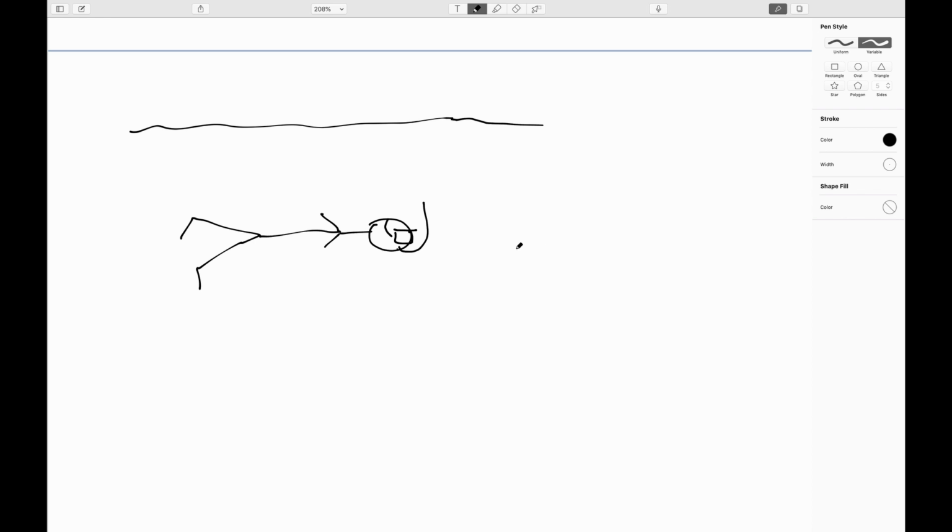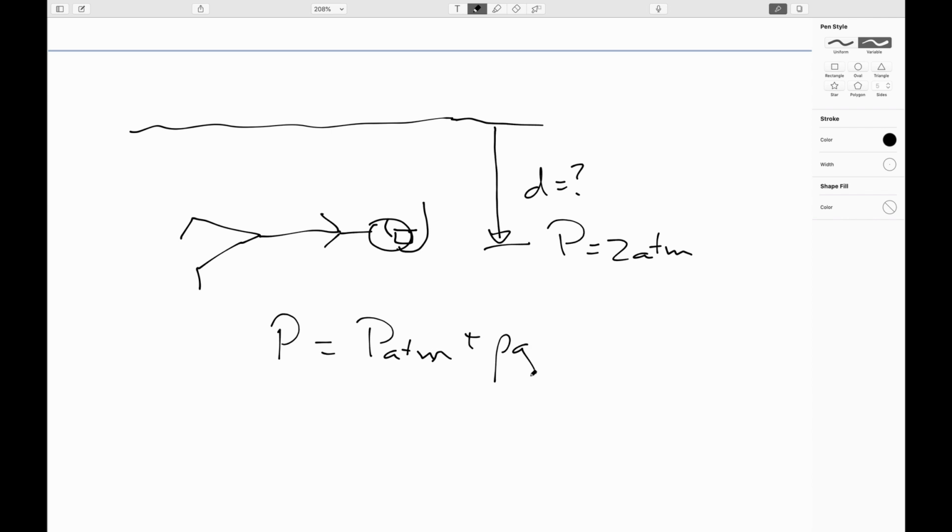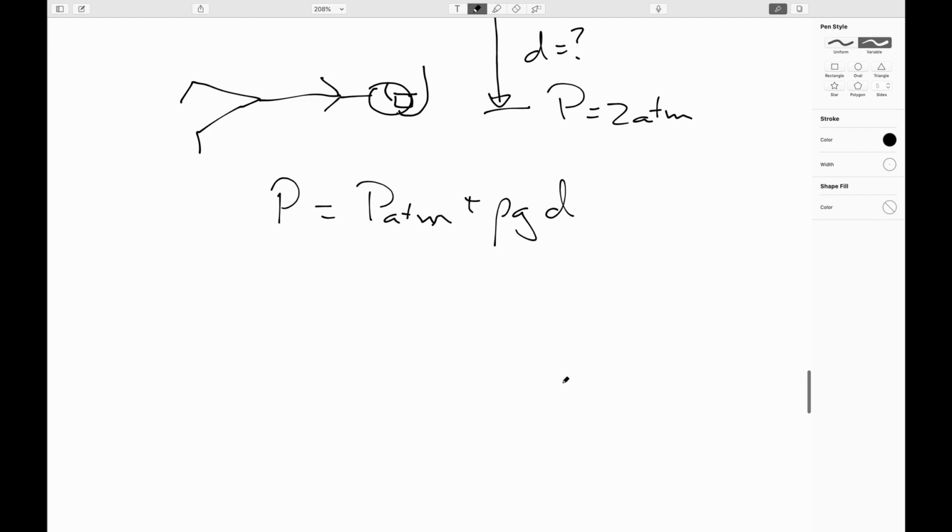So one of the things you might be interested in is knowing how deep you can go before the pressure becomes equal to 2 atmospheres instead of 1. Well, we can follow through with Pascal's law here, and say the pressure will be equal to the atmospheric pressure plus rho times g times the depth. And what we want is the depth here. So that gives me rho g d equals P minus P_atm. Then we can just divide by rho and g.